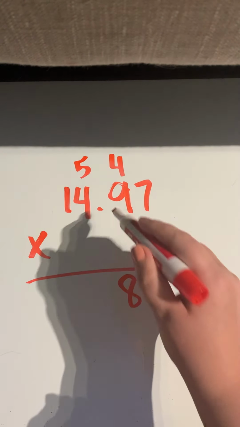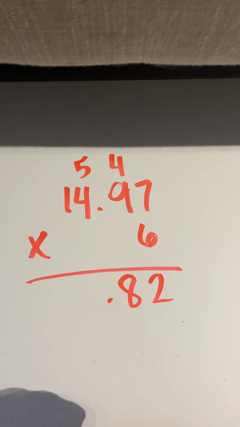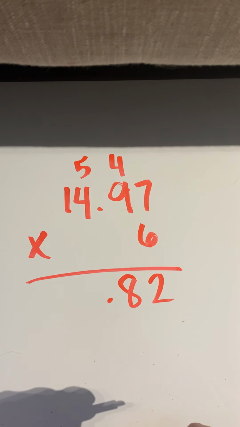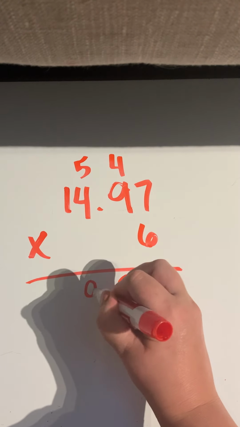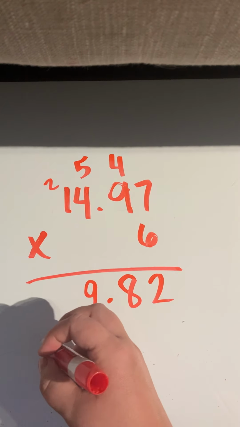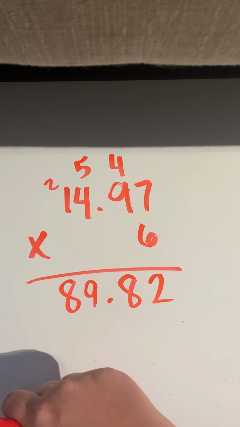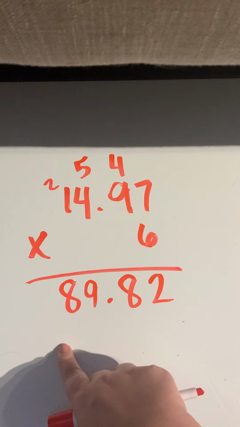Okay. All right, I'm going to go ahead and bring down my decimal. 6 times 4. Good. 24, 25, 26, 27, 28, 29. 6 times 1 is 6, plus 2, 8. So I should have 89 and 82 hundredths.